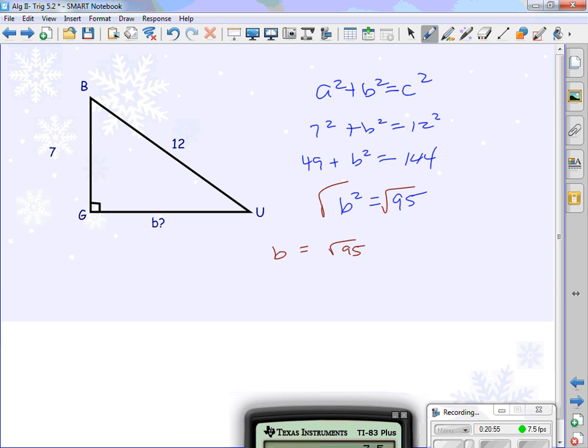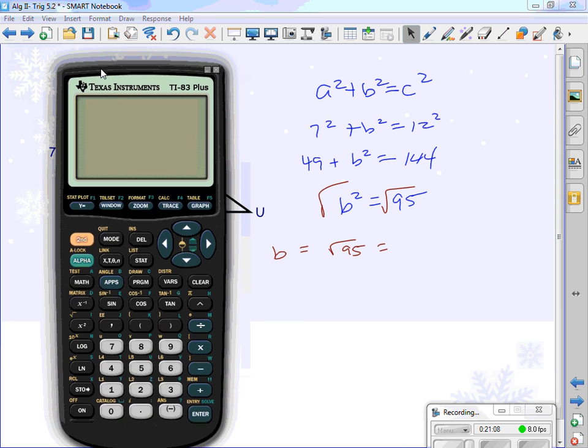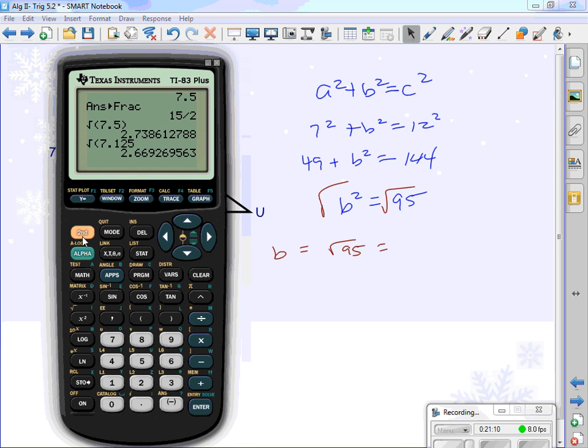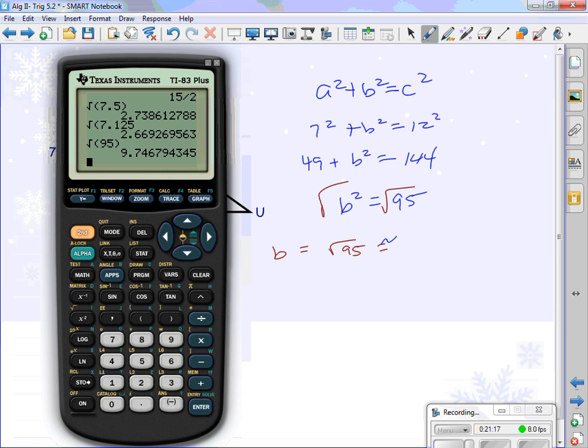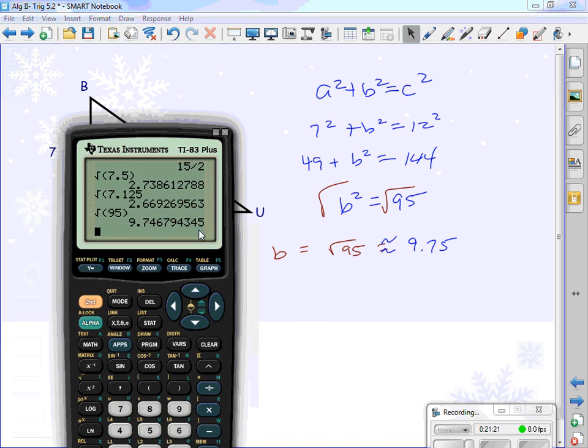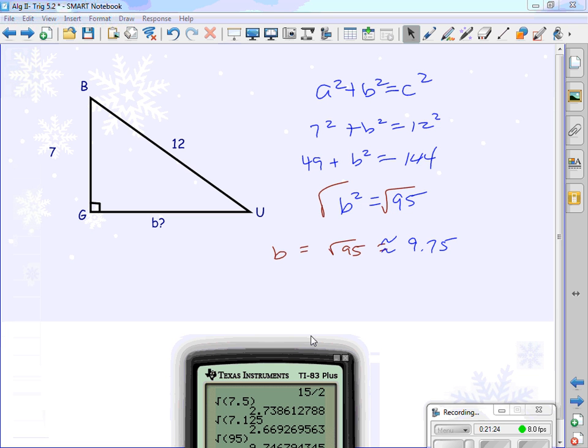But does it make sense to have the square root of 95 be negative? Should I have a negative number? Why not? Can't have a negative side, so we just want the positive square root of 95. The square root of 95 is about 9.75. I do the squiggly because it's not equal to exactly.